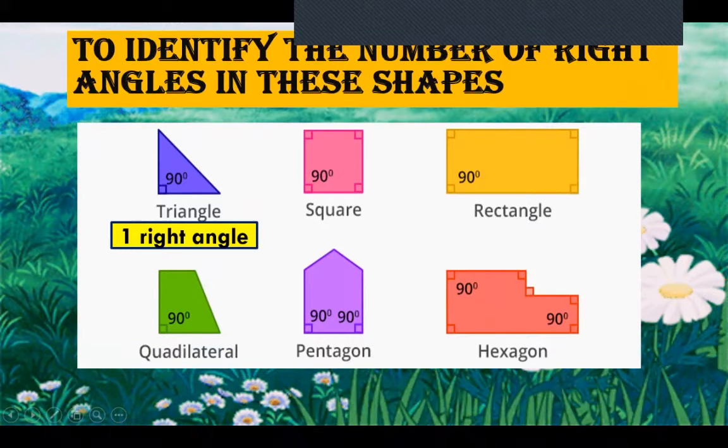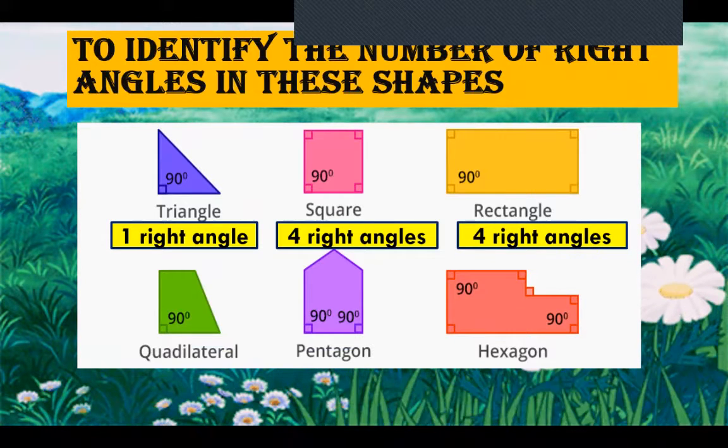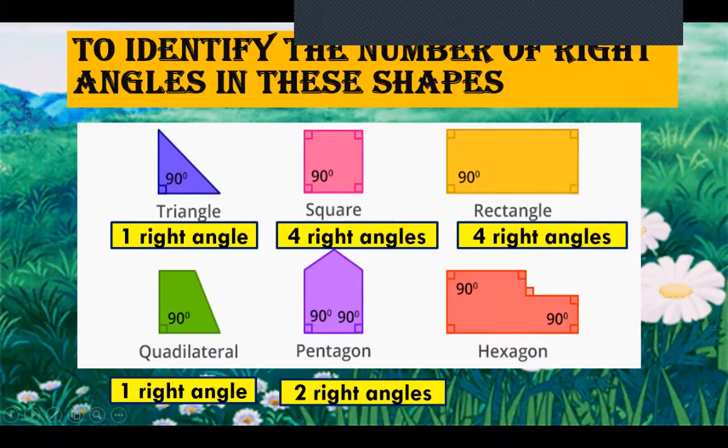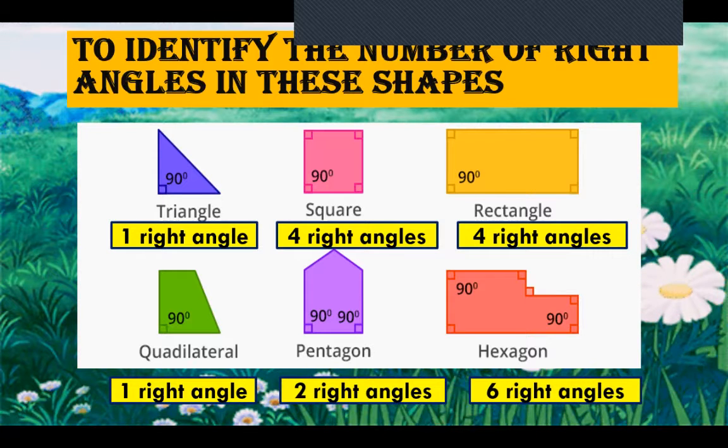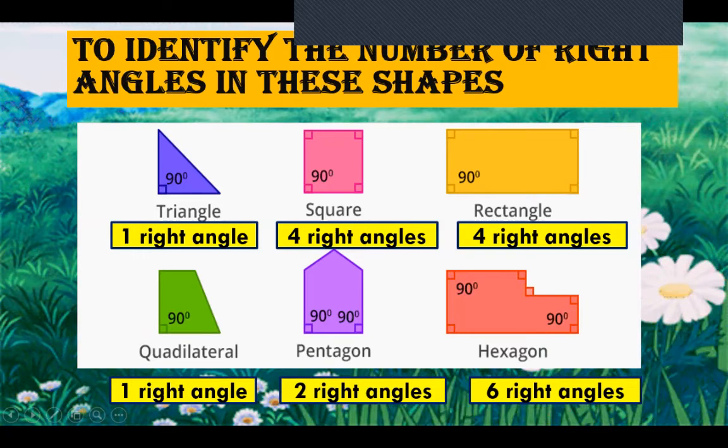In a square, there are 4 right angles. In a rectangle, there are 4 right angles. In a quadrilateral, there is only one right angle. In a pentagon, there are again two right angles, and in a hexagon, there are six right angles. In the inner space, you can see they form six different right angles.